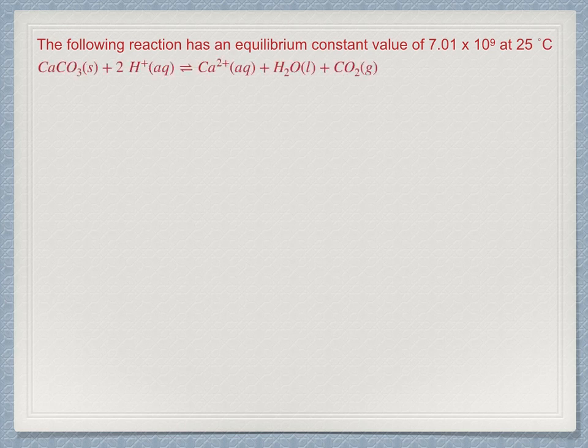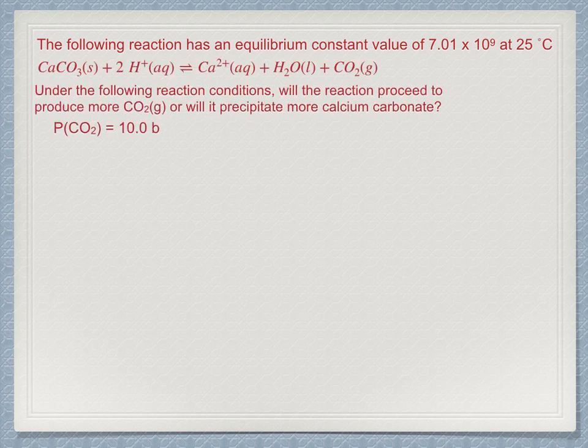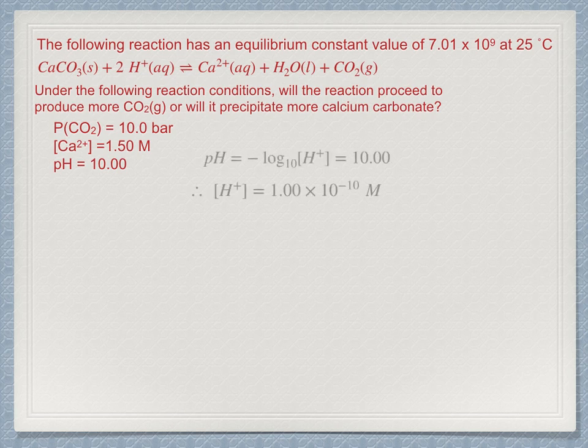Finally, the more complex question. We are given the equilibrium constant, and the question simply asks whether the reaction will proceed forward or backward. We need to convert the pH measurement into an H+ concentration in molarity. You should know that pH is just the negative base 10 logarithm of the H+ ion concentration. So a pH of 10 means that the H+ concentration is 1.00 times 10 to the minus 10 molar.